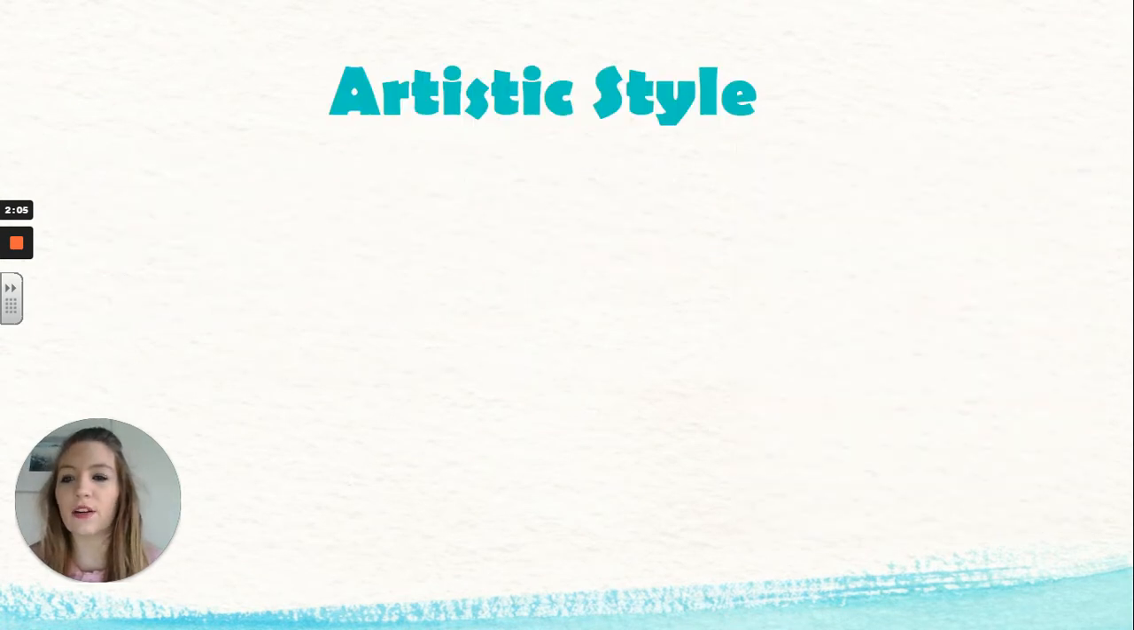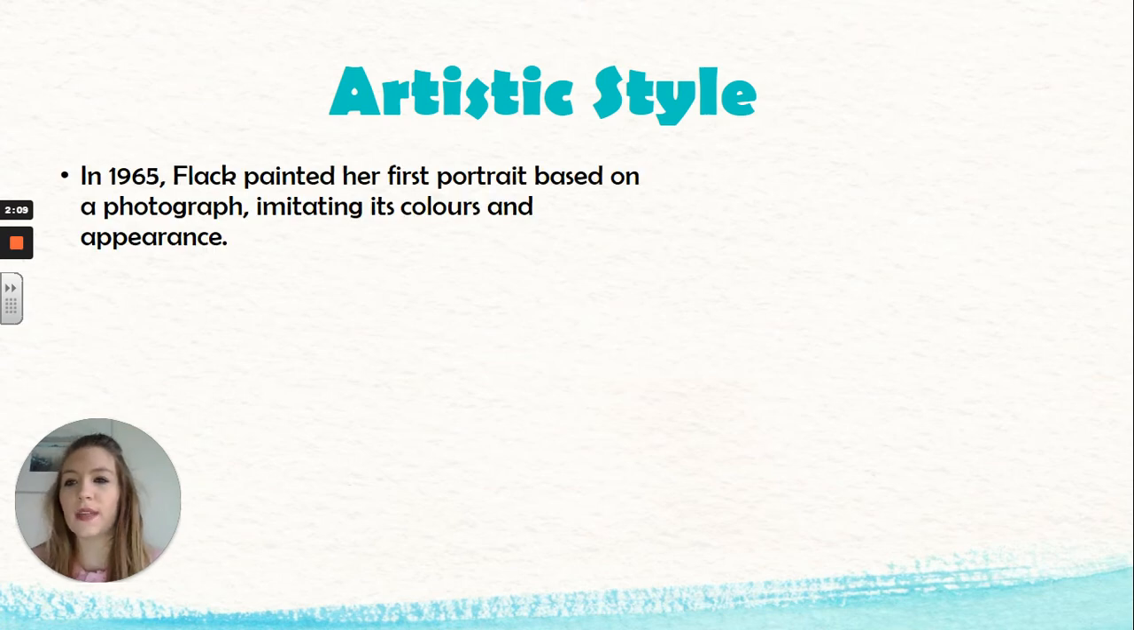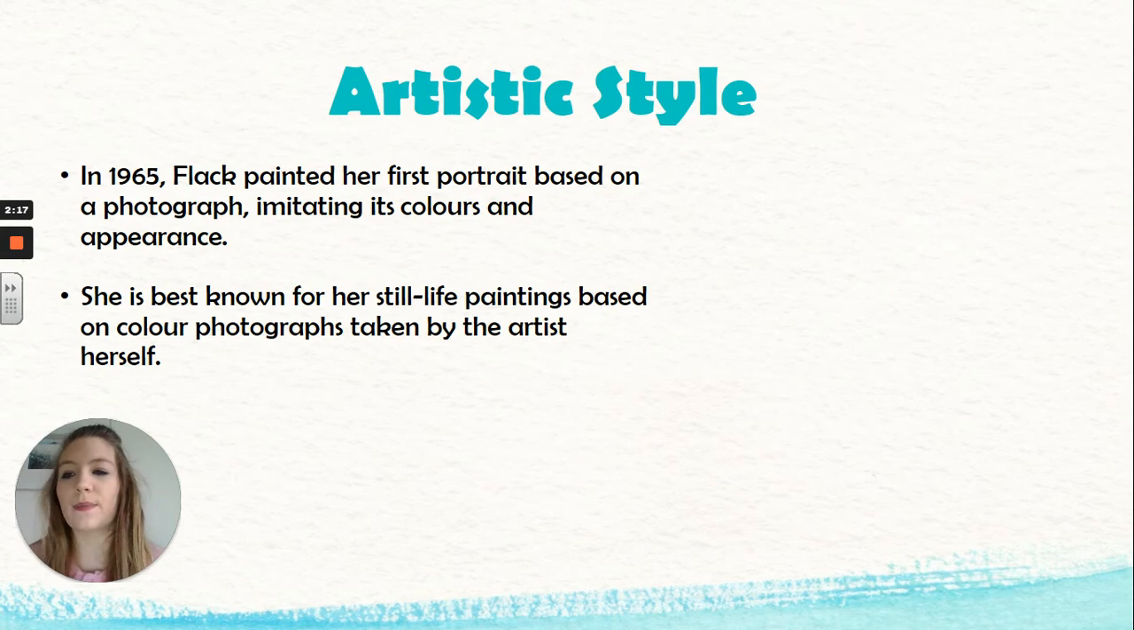Now let's take a look at how her artistic style developed in more detail. In 1965, Flack painted her first portrait based on a photograph where she imitated its colours and appearance. She is best known for her still life paintings based on colour photographs taken by herself.